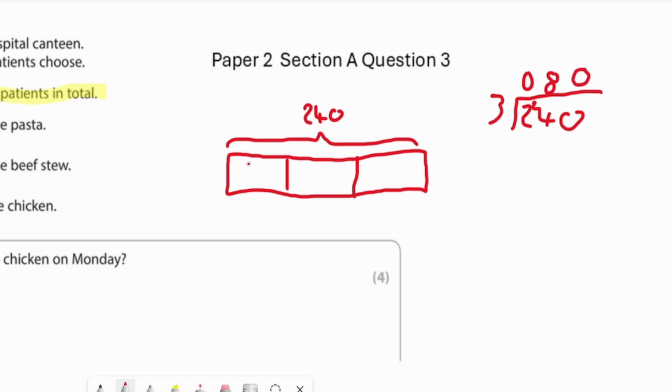So now we know that 240 divided by 3 is 80. So we can just go ahead and fill that in the bar diagram. Each part is equal to 80. And that's it. 1/3 chose pasta, 1/3 is 80. And we've used the bar method to figure out how many patients that is, 1/3 of the whole.